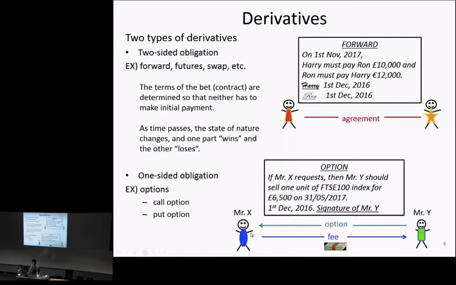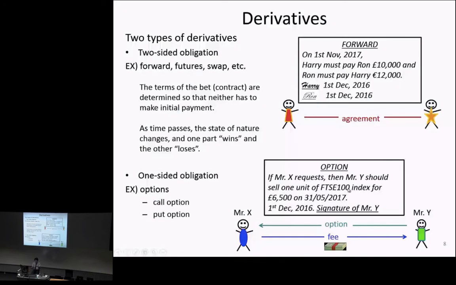This is an option for Mr. X, but this is not an option for Mr. Y. This is an obligation for Mr. Y. So if Mr. X requests, Mr. Y should sell 1 unit of FTSE 100 to Mr. X. Okay? Now you might wonder what I mean by buying and selling the FTSE 100 index.